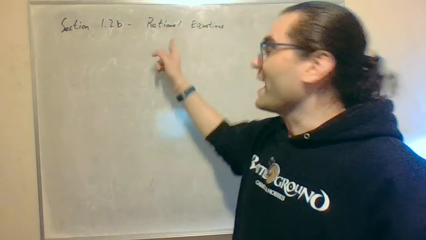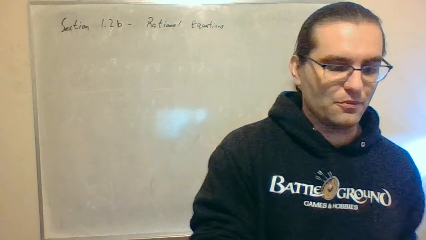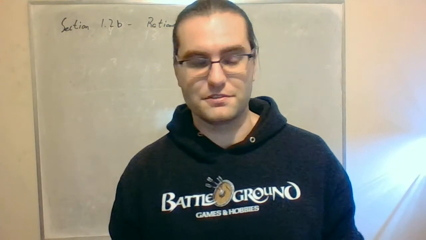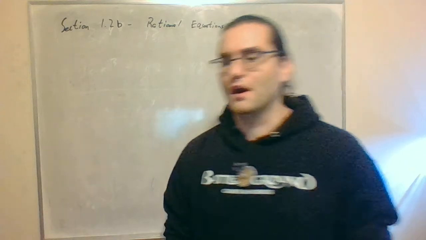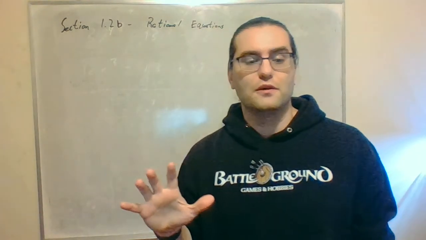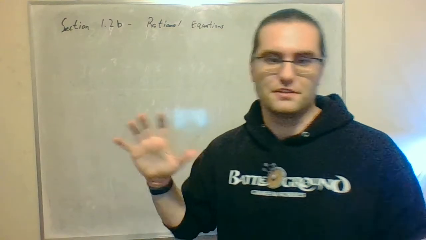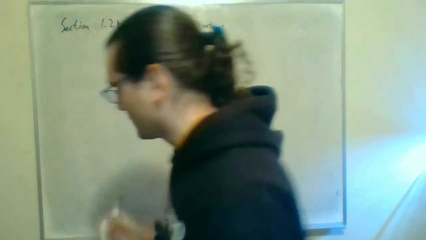1.2b is about rational equations. When we did 1.2a, we only looked at the linear equations, which is its own entire set of things that we have to deal with. Now we're going to look at rational equations. And before we get into what a rational equation is, I want to do a quick review of some of the things we did in 1.2a.